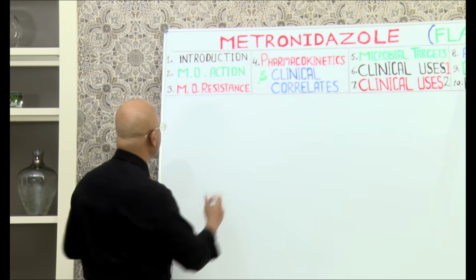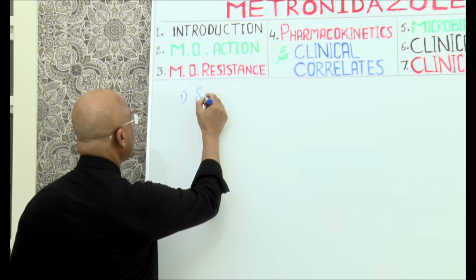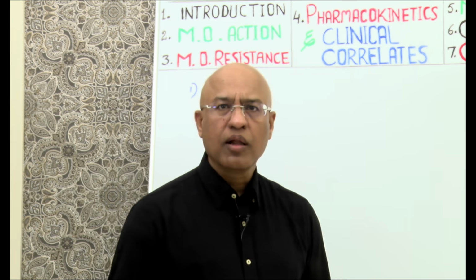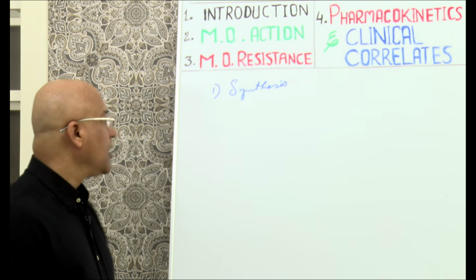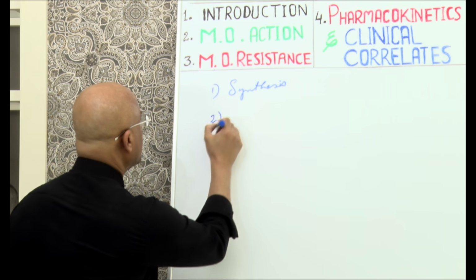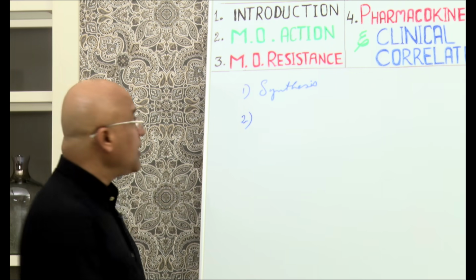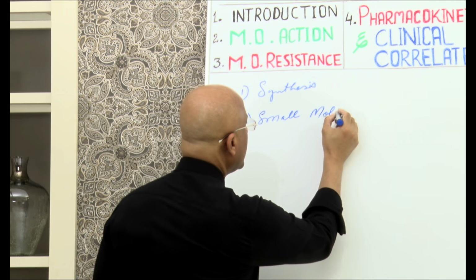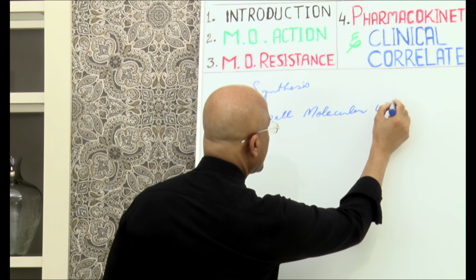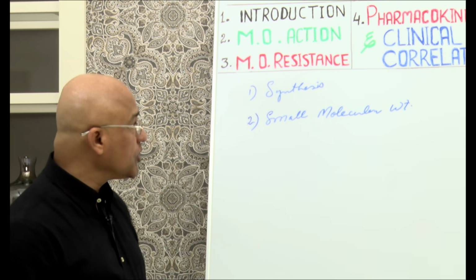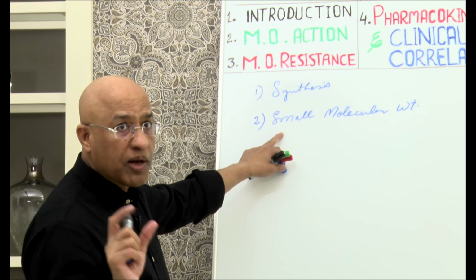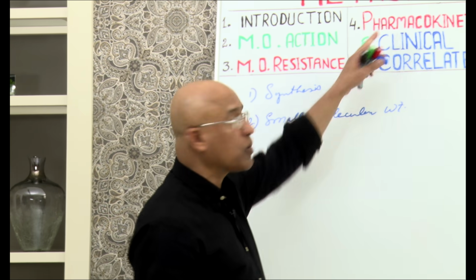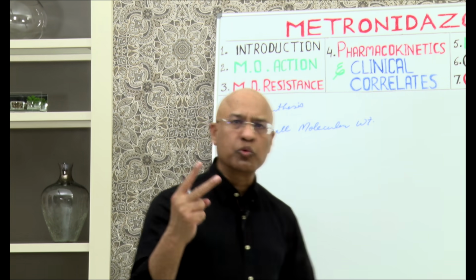First of all, you must know this drug is a synthetic drug. Synthetic drug means that it is made in vitro. It is not derived from any biological compound. Secondly, this drug is a small molecular weight drug. This is very important to remember. We will discuss its small molecular weight and its importance in detail in pharmacokinetics, but right now I will mention only two things.